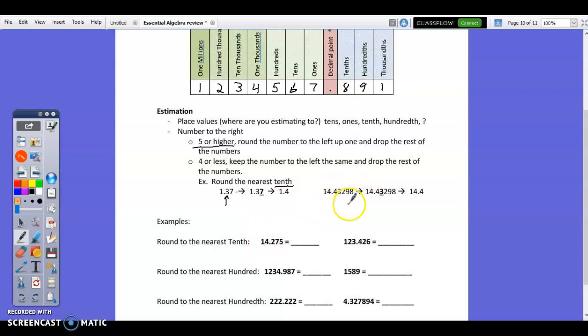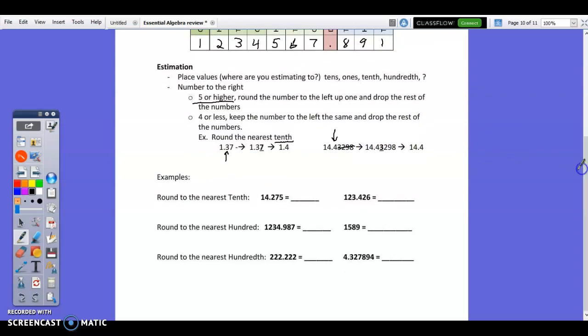All right, here's another example. If we are rounding to the tenth spot, it's that 4, because that 4 is in that tenth place value spot. We look to the number directly to the right. It's a 3. Since that is 4 or less, it remains a 4, and we get rid of everything else there. So that would be 14.4. All right, let's go ahead and do a couple examples.